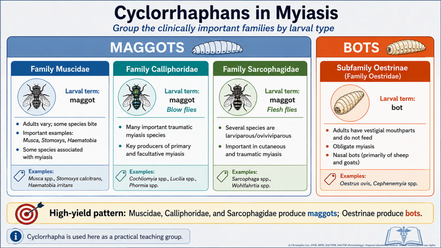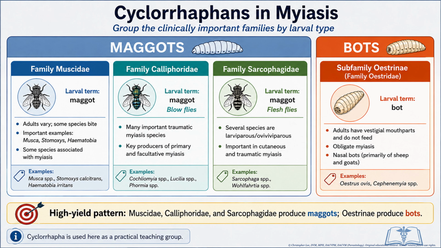Obligate versus facultative myiasis is about the biology of the larva, not just the family name. Oestrid bots are classic obligate parasites, but important obligate myiasis producers also occur amongst blowflies and flesh flies. Other species are facultative and take advantage of wounds, necrotic tissue, or contaminated sites.